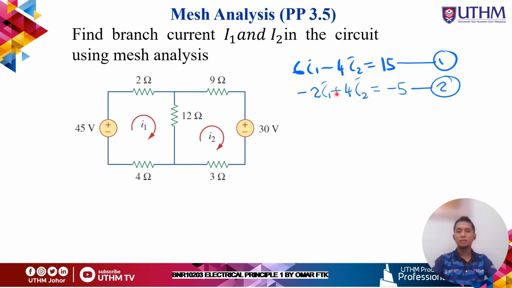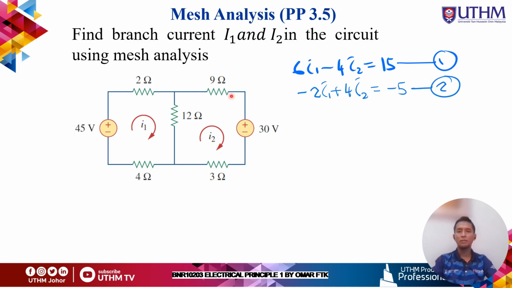So from these two equations, for the first equation we have 6 I1 minus 4 I2 equals 15, and for the second equation we have negative 2 I1 plus 4 I2 equals minus 5.